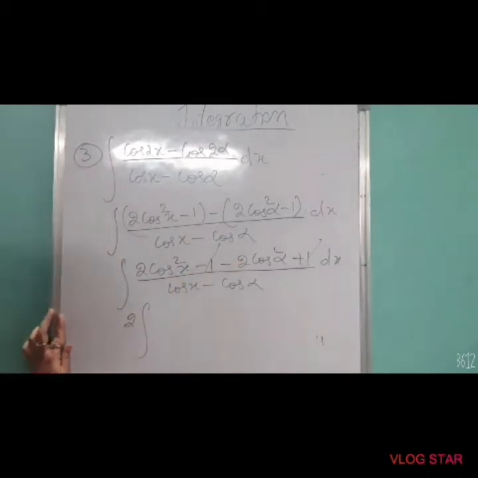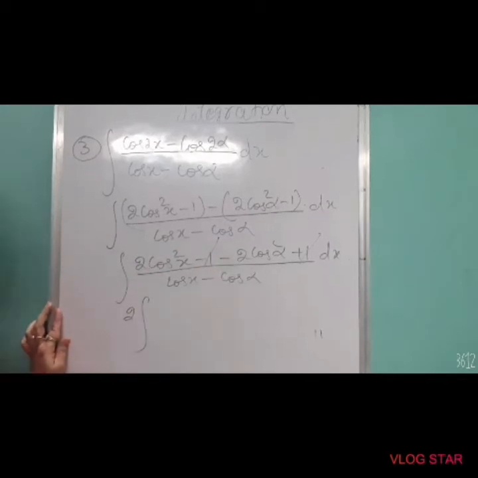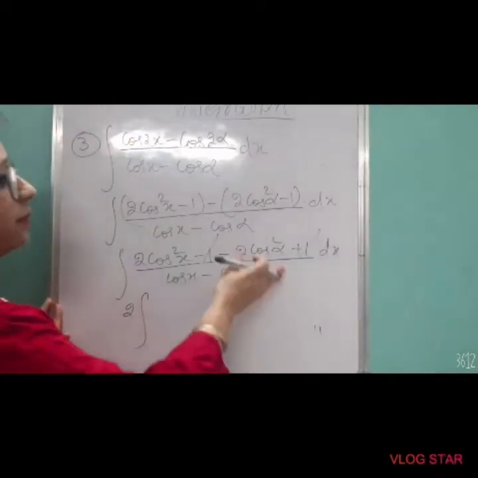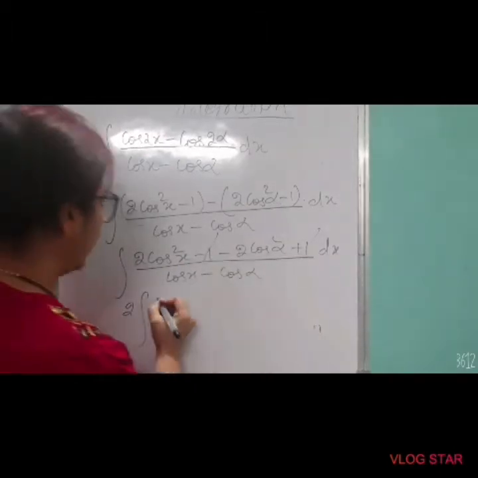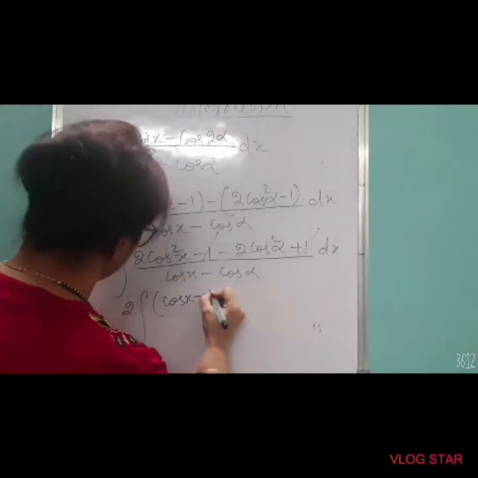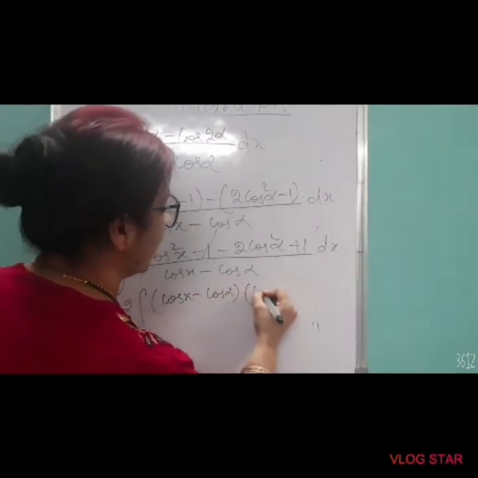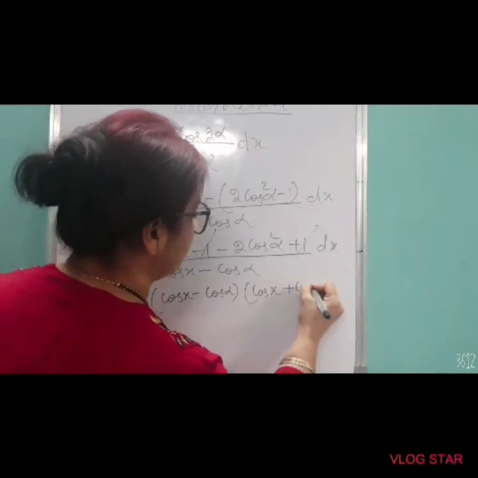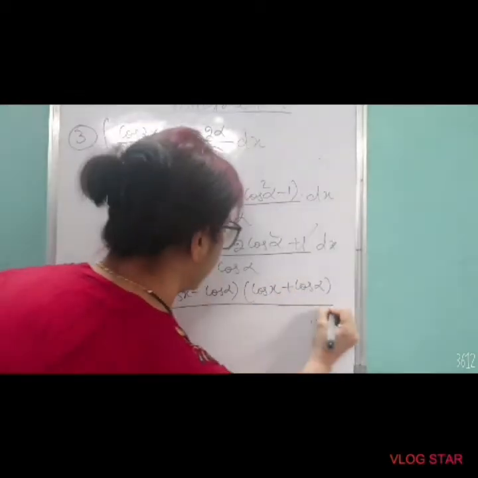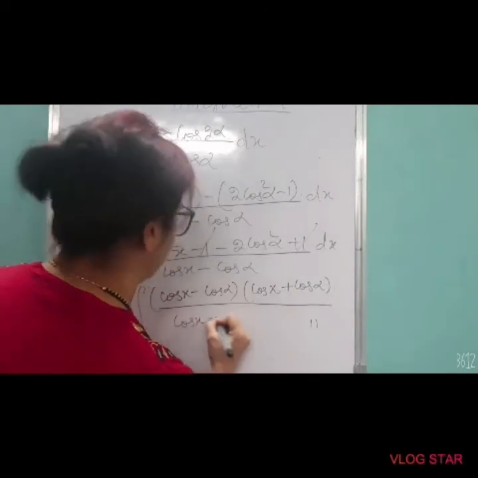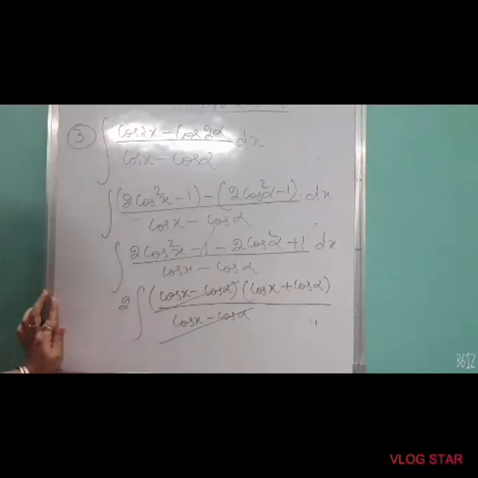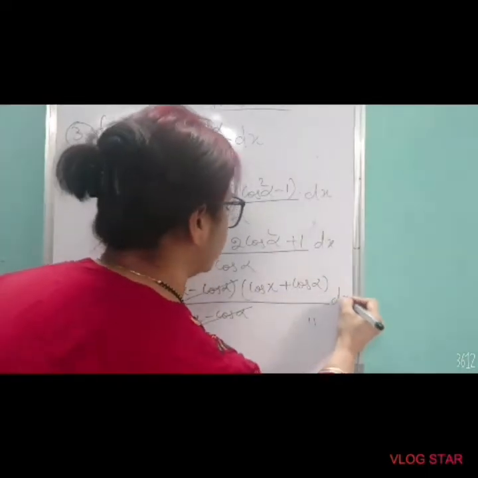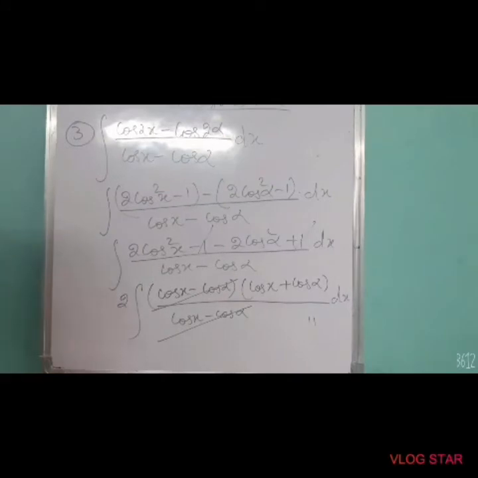I can take 2 common out of the integral sign. Now cos square x minus cos square alpha is like a square minus b square, so I can open it like a minus b into a plus b. I will do that: cos x minus cos alpha into cos x plus cos alpha. The denominator remains the same. So see here, it got cancelled. I got only cos x plus cos alpha into dx. We will integrate this part only.